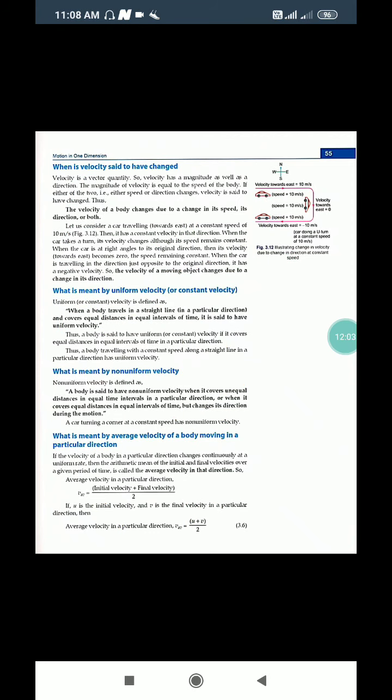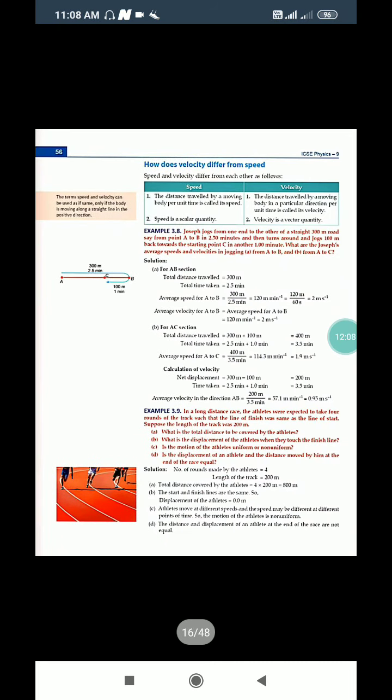Now we have to know the difference between speed and velocity. What are the differences between speed and velocity? The distance traveled per second by a moving object is called speed, and the distance traveled per second by a moving object in a particular direction is called its velocity. Speed is a scalar quantity. Speed does not tell us the direction of the motion, but velocity is a vector quantity. The velocity tells us the speed as well as the direction of the motion.